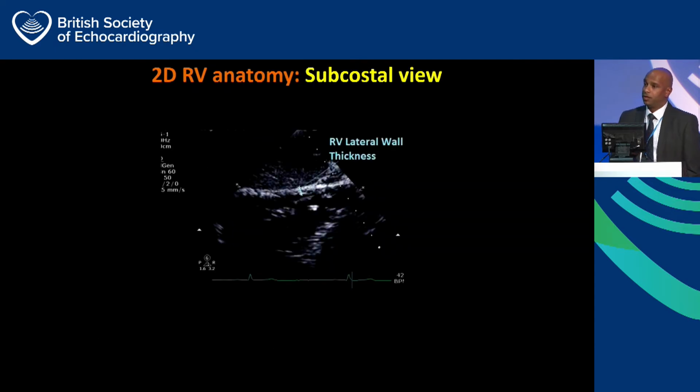From the subcostal view, we can measure the RV lateral wall for RVH. We see that in cases of pulmonary hypertension, for instance, or cardiac amyloid, and it should be less than 5 millimeters.